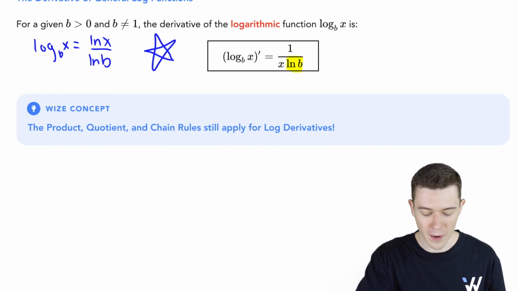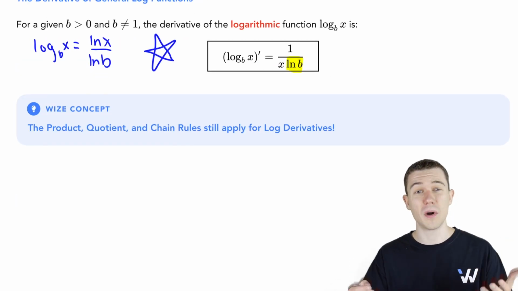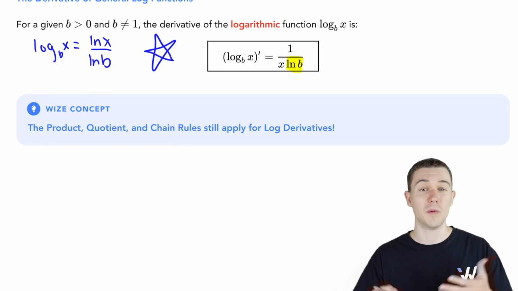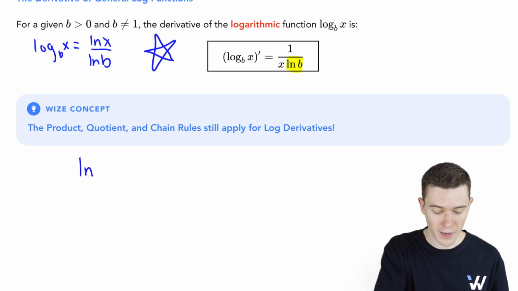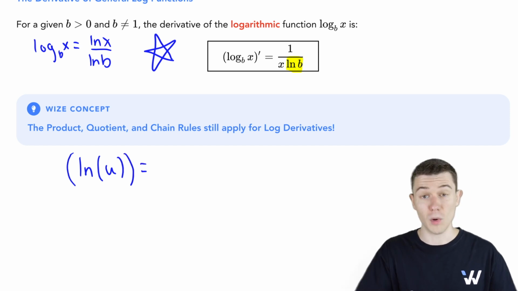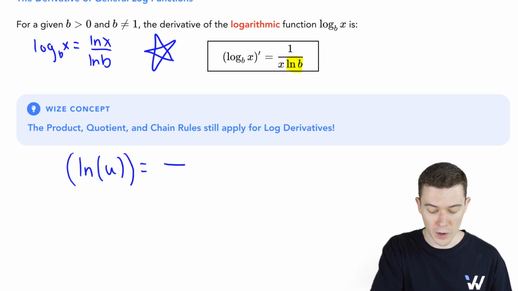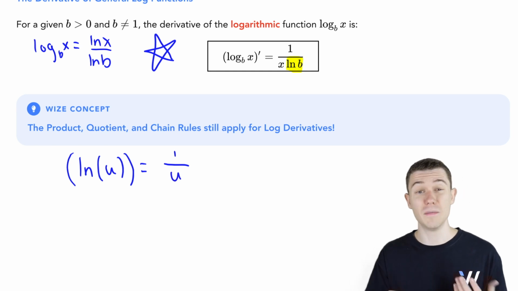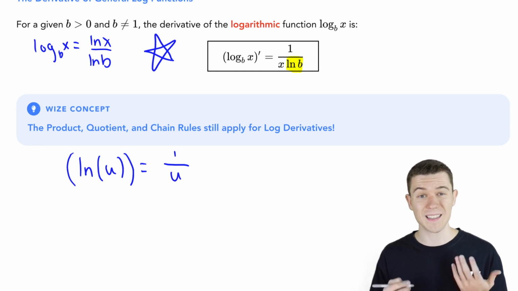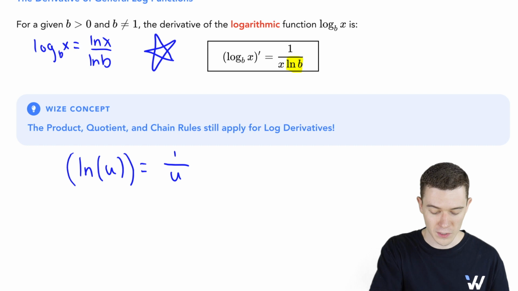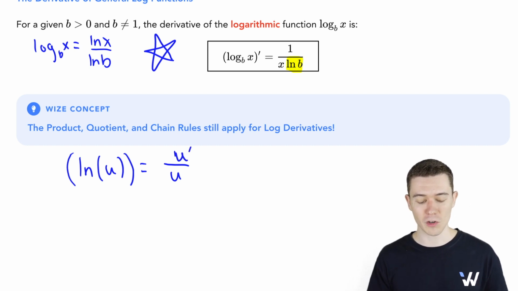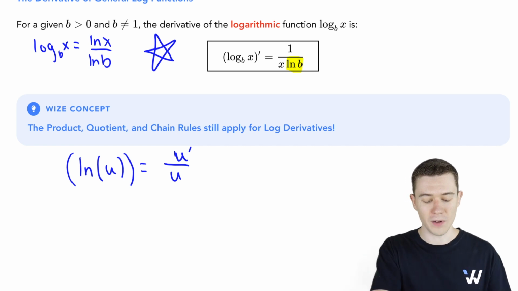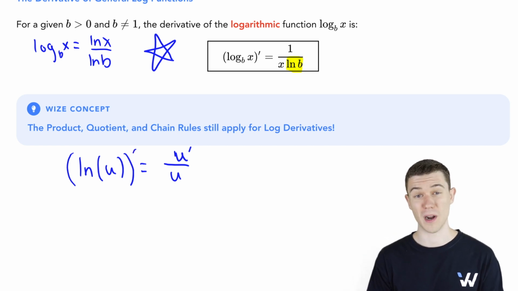It's always good to keep in mind we still have to use the product, quotient, and chain rule with all log derivatives. So if you ever run into natural log of u and you want to take the derivative, the derivative is still 1 over u, but you need to multiply by the derivative of that inside function by the chain rule. So in the numerator, we usually just put u prime. It's a good thing to remember the derivative of ln of u is u prime over u.